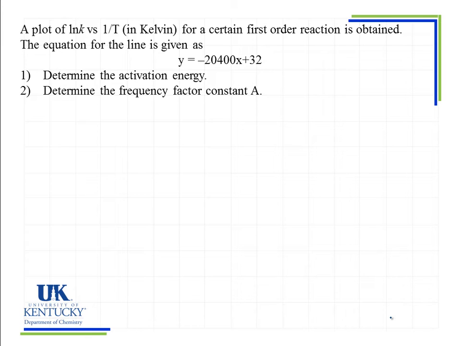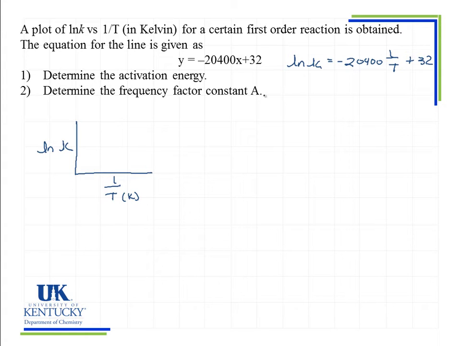We're given that there is a relationship between K and temperature for a reaction that can be determined by this plot. The graphic information says that when the natural log of K is plotted versus 1 over temperature in Kelvin, we'll get a straight line, and it gives us the equation for that line. Y was the natural log of K. X is 1 over temperature.